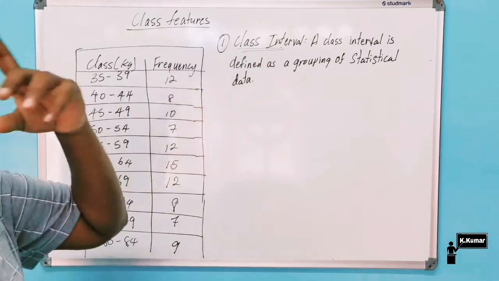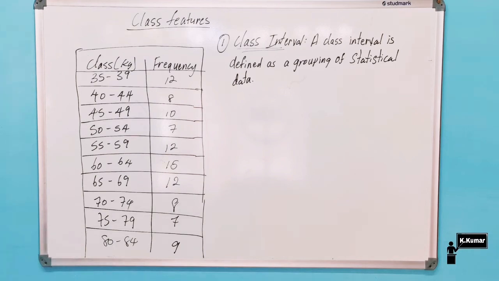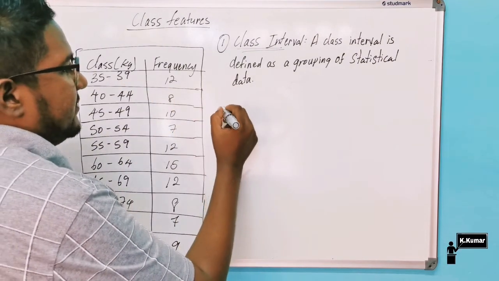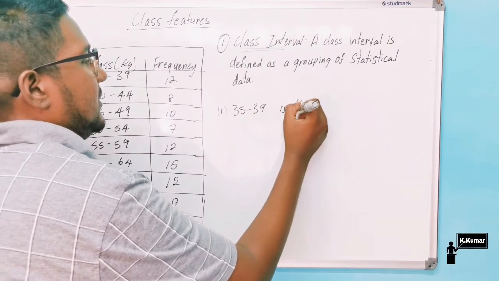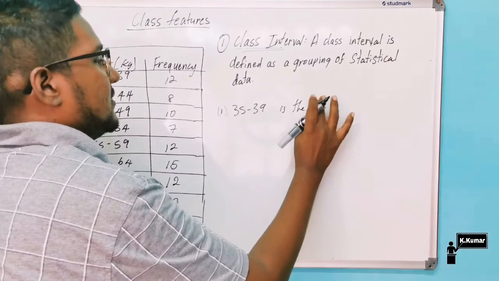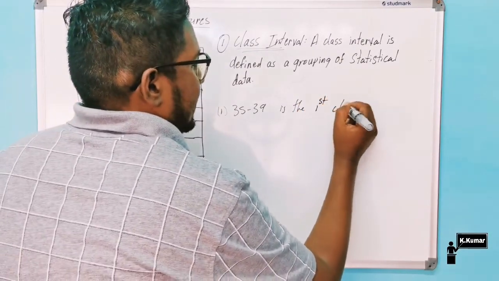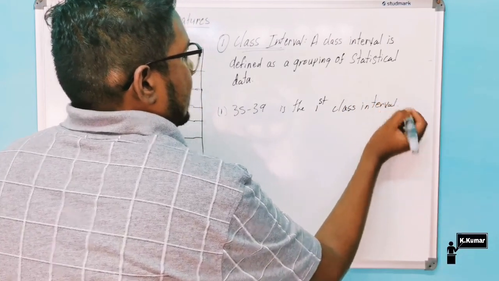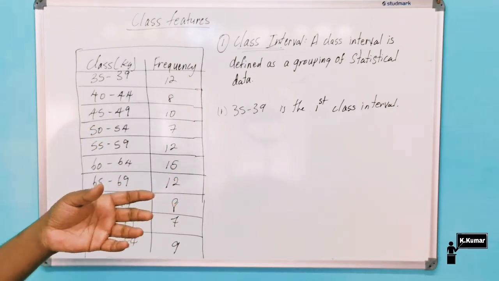The first class feature we're going to look at is class interval, and a class interval is defined as a grouping of statistical data. Now, when you look at this, you have class here, right? So that means that 35 to 39 is the first class interval. Each one of these groupings, or each one of these classes, is a class interval.